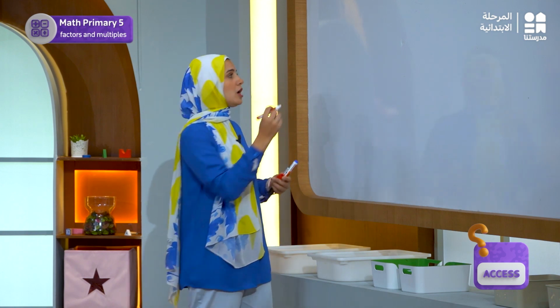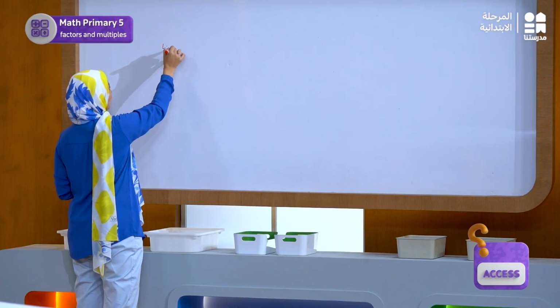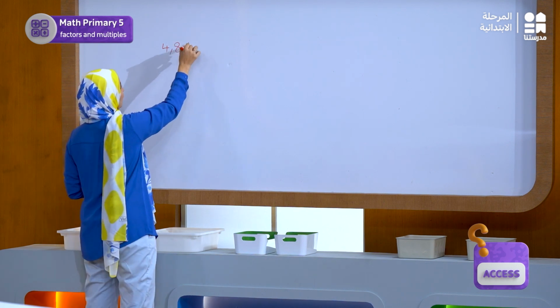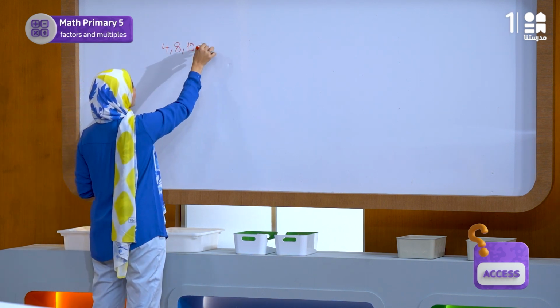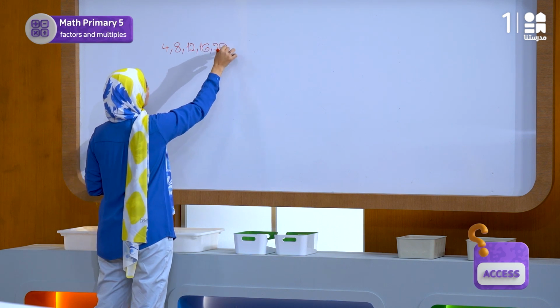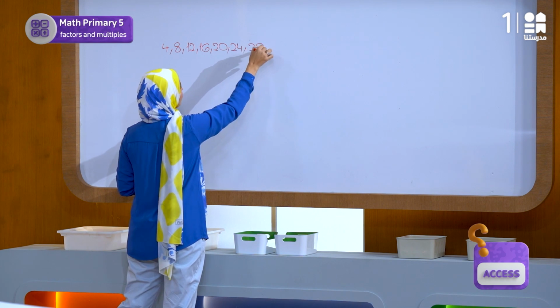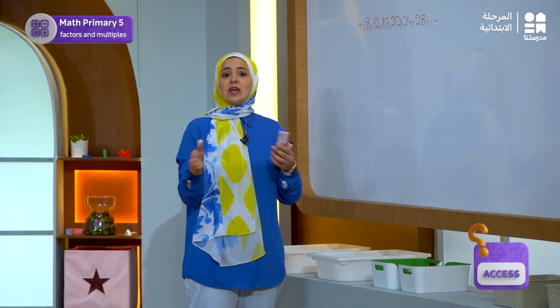So let's start by writing the multiples of 4. We have 4 and 8, then what else? We have 12, then 16, 20, 24, then 28, and so on. In the same exact way, we will find the multiples of 7. Why? To find the number of days he will practice and lift weights.